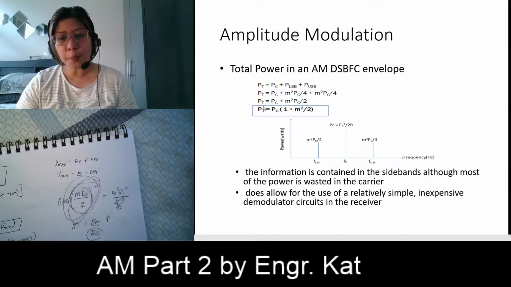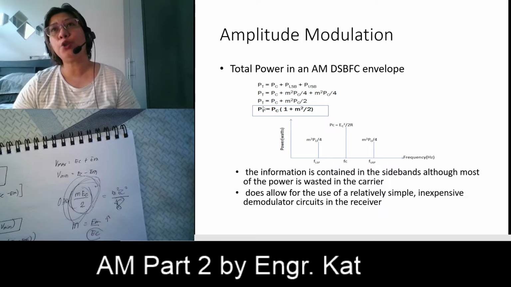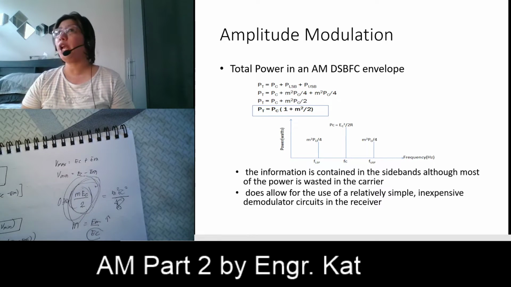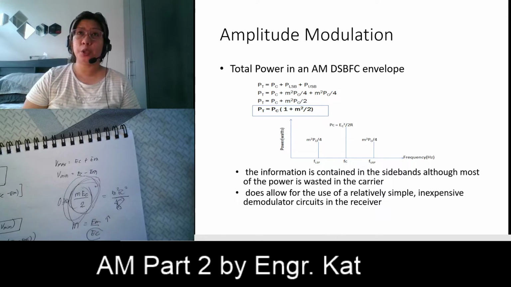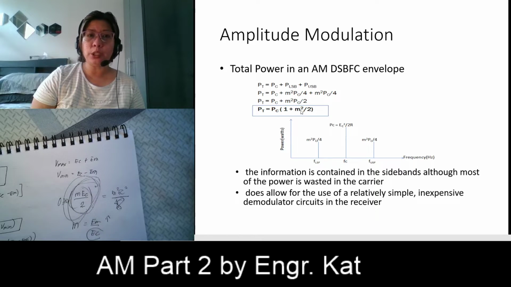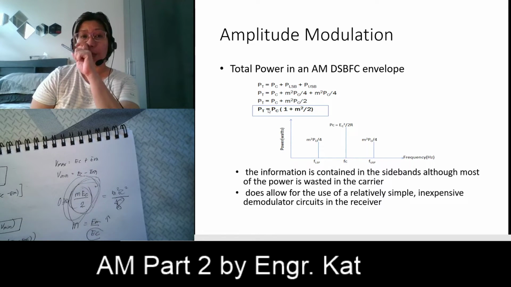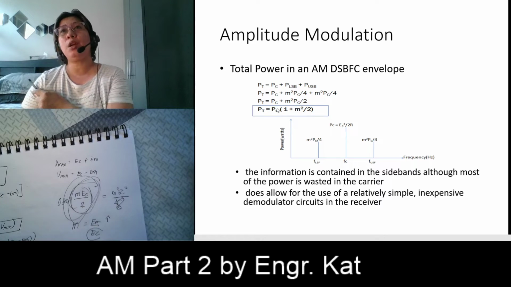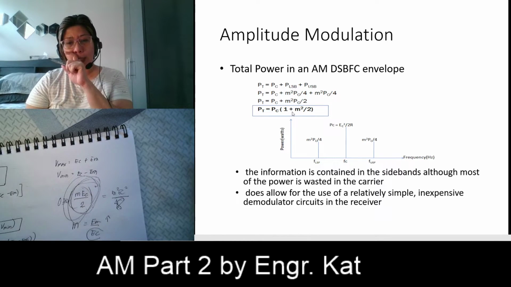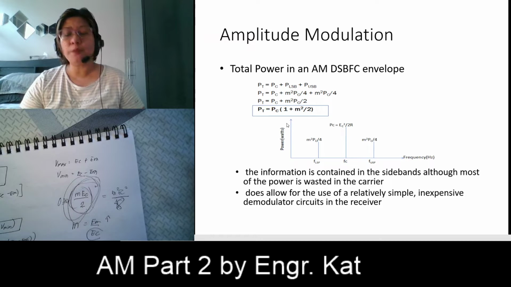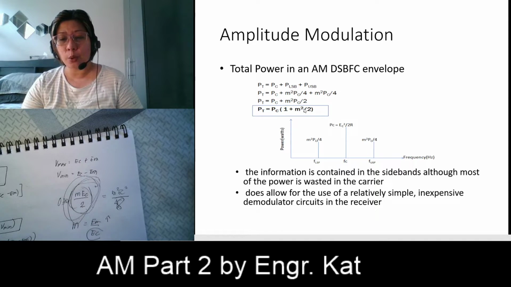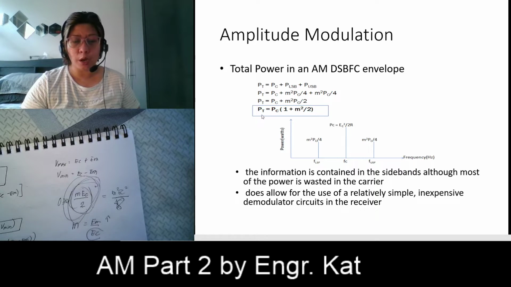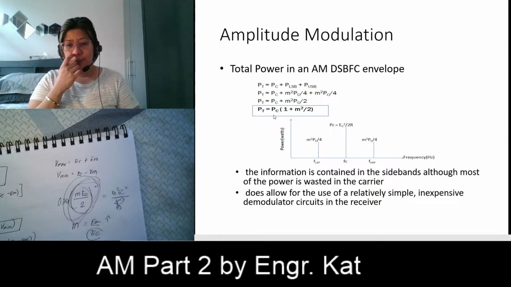As you can see, class, the carrier power is unaffected by the modulation process. Okay? So, carrier power is not affected by the modulation process. Even though we make this equal to 0, still, your total transmitted power is the carrier power alone. But the total power in an AM envelope is increased with modulation. So as your M here increases, likewise, the total power here will also increase.